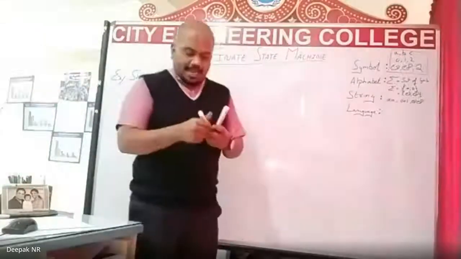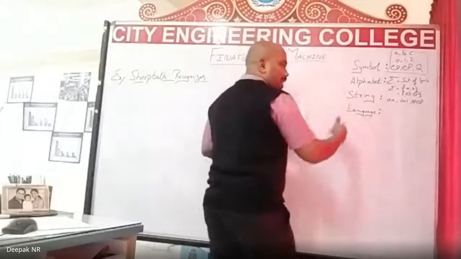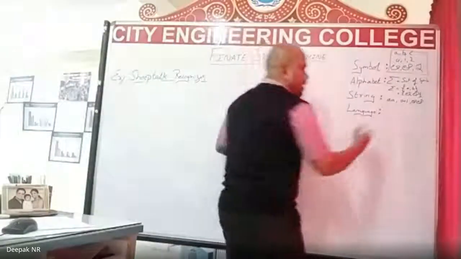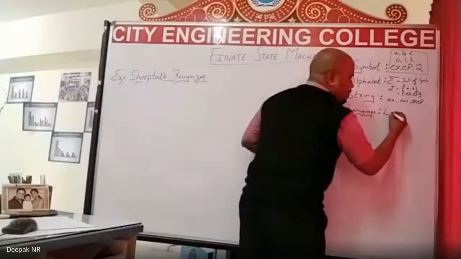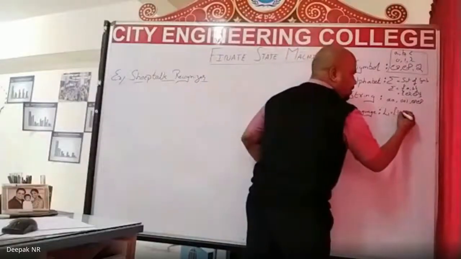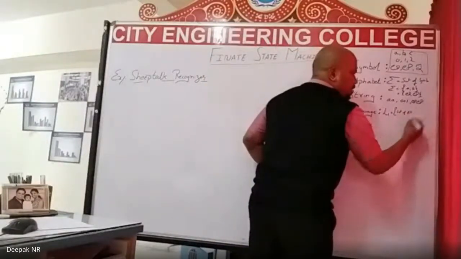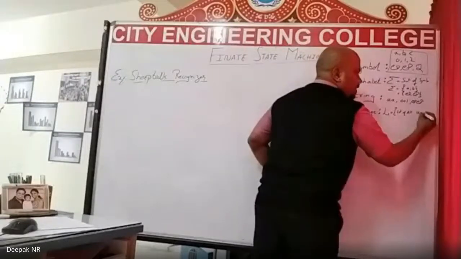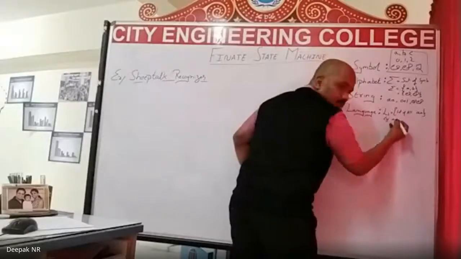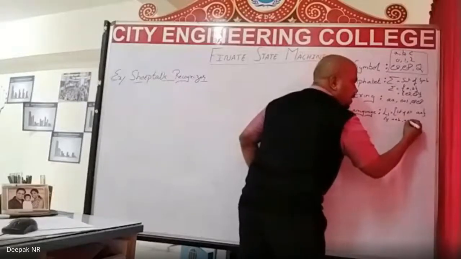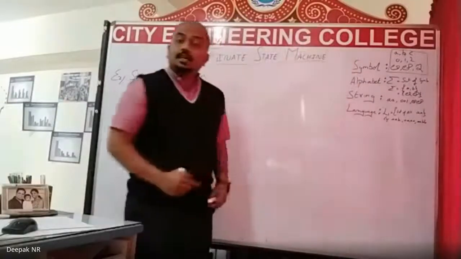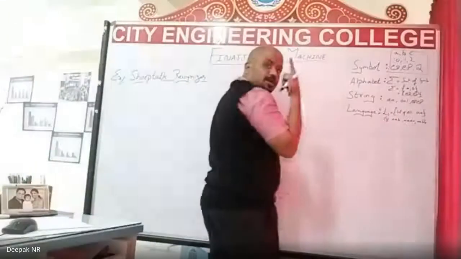And next comes a language. What do you mean by a language? A language is a collection of strings. For example, let me take L1, where I give a condition: the set of all strings starting with A. For this, the examples are A, AA, AB, and so on. These are examples of a language. This is language 1.